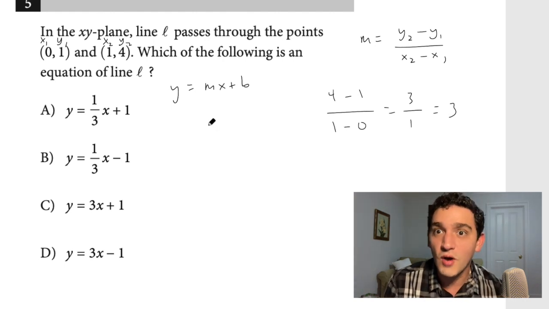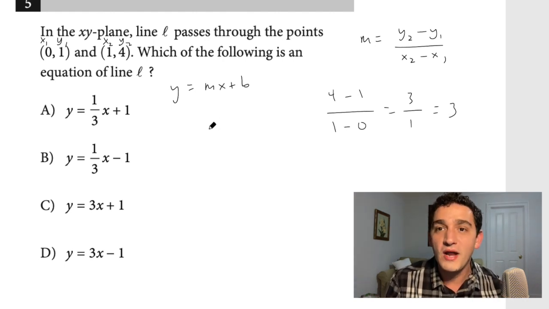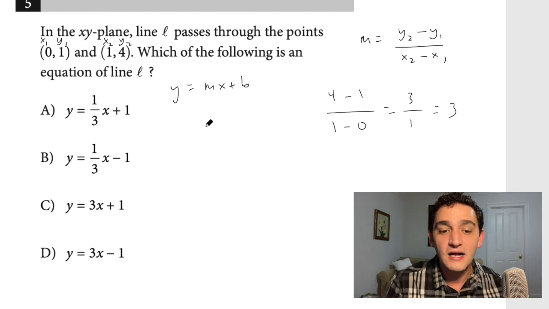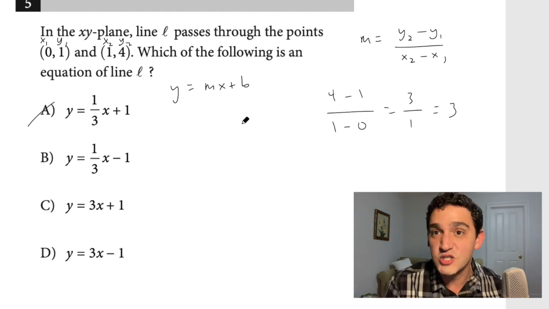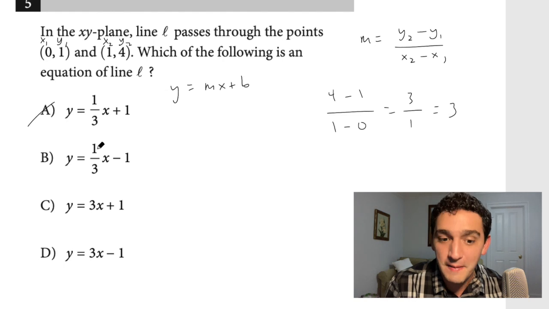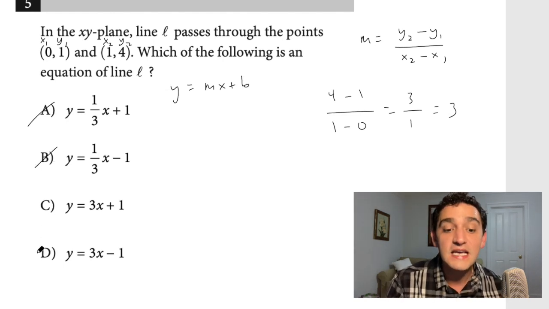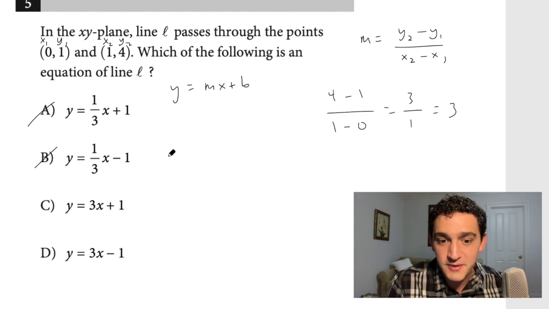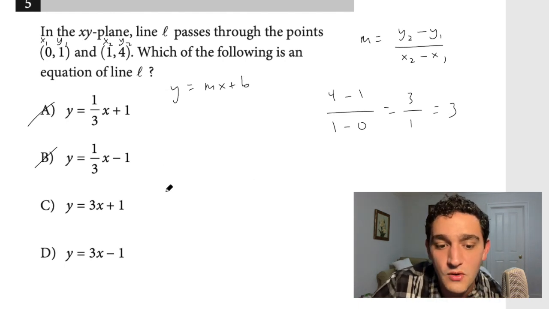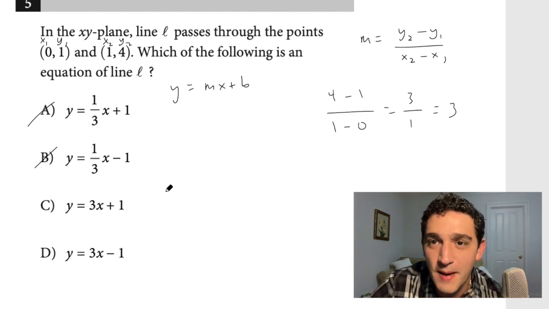Let's go ahead and cross off the options that don't have 3 as the slope. Clearly not A, which says the slope is 1/3, and clearly not B, which also says the slope is 1/3. C and D do have the slope as 3. Now, what is the y-intercept? Is it +1 or -1?